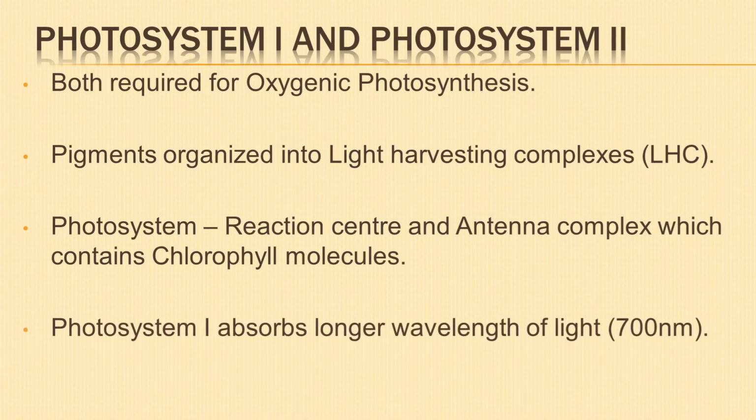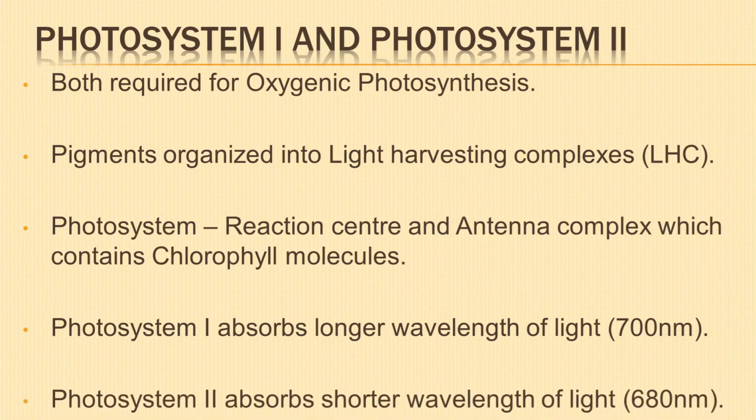Photosystem 1 absorbs the longer wavelength of light, which is 700 nanometer, while photosystem 2 absorbs the shorter wavelength of light, which is 680 nanometer. Let us study the differences between photosystem 1 and photosystem 2.